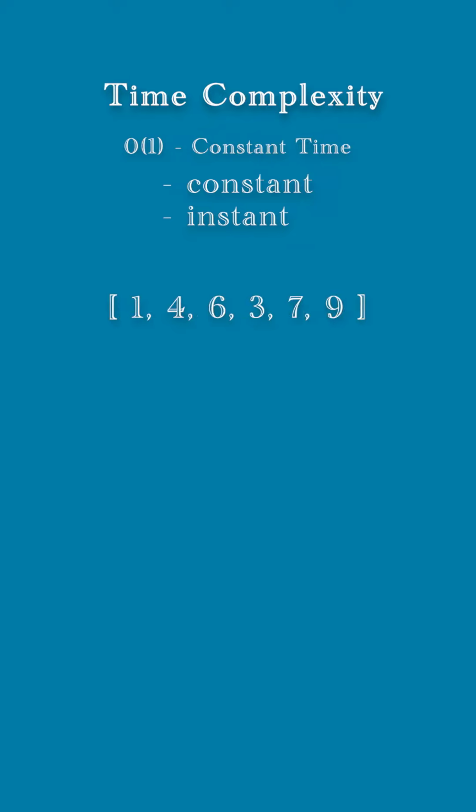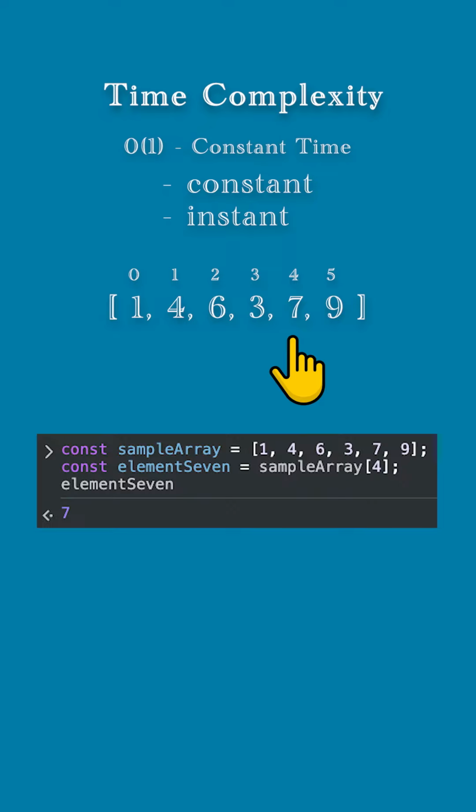For example, sa isang array, gusto mo makuha yung 7 na element. You know exactly the index value ng element na yan. So you indicate that in your code, and then in an instant, you get the value that you are looking for.